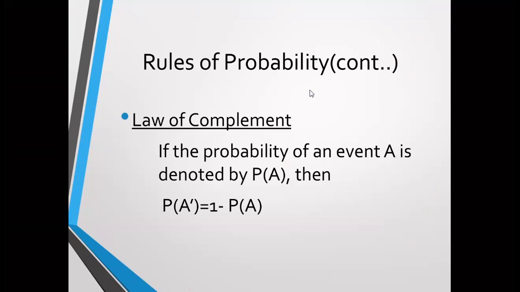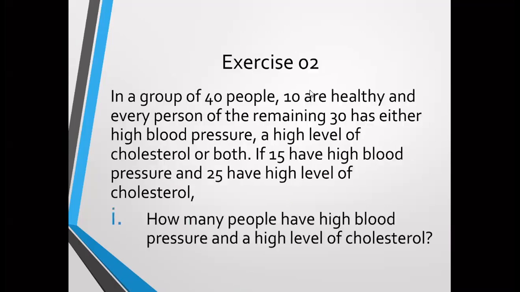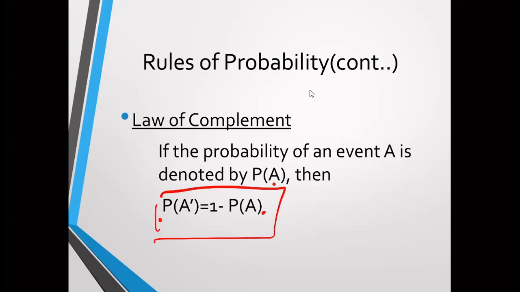There are more rules to be discussed here. The second one, law of complement. There's another rule that is called complement law or law of complement. That is, if the probability of an event A is denoted by PA, then PA dash can be written as 1 minus PA. Did you understand it? If the probability of an event A is denoted by PA, then PA dash is equal to 1 minus PA.